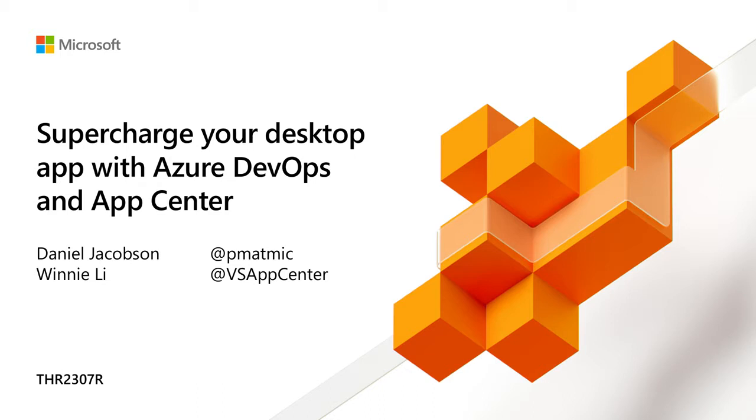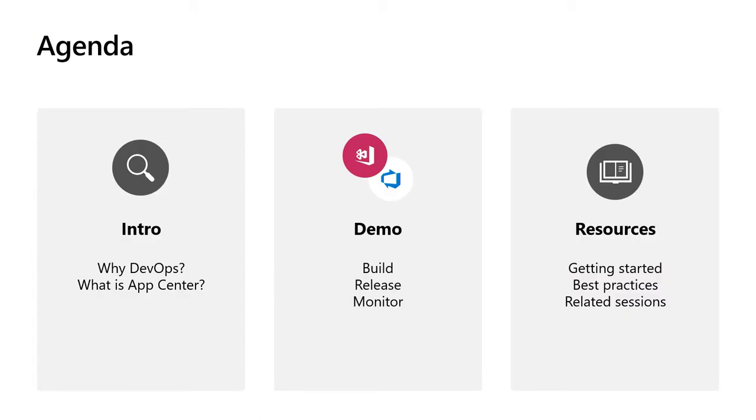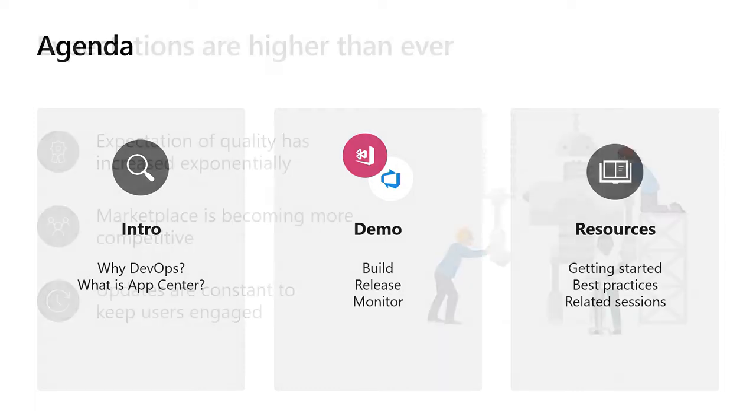So today we'll be talking about how you can supercharge your desktop app with Azure DevOps and App Center. We'll start off with a brief introduction as to why DevOps practices are even important. We'll go into a little bit of history about what is App Center, what can you do in App Center, and then we'll demo how you can set up an automatic build, release, and monitoring pipeline under 10 minutes. Very easy. Finally, we'll conclude with some resources to help you all get started and also review some related sessions so you can check those out throughout the rest of the week.